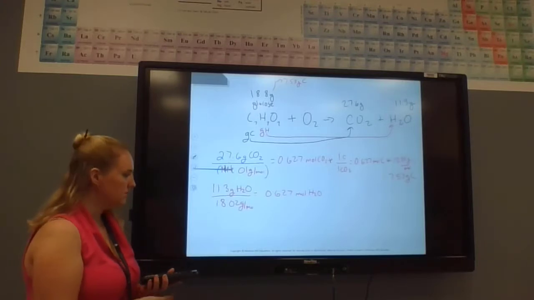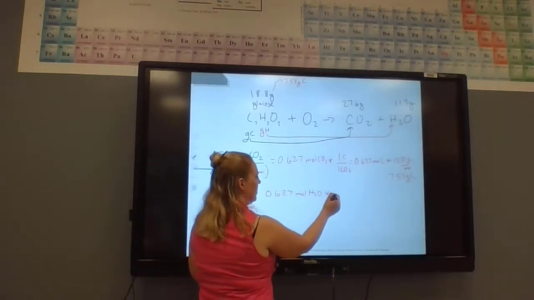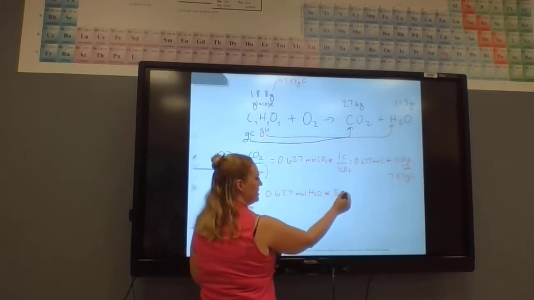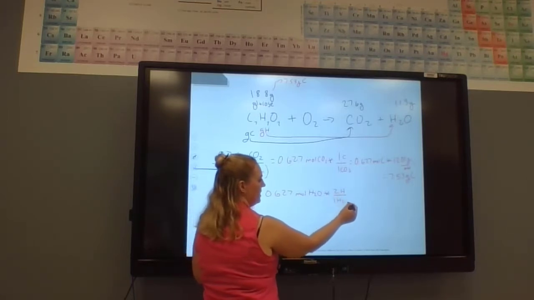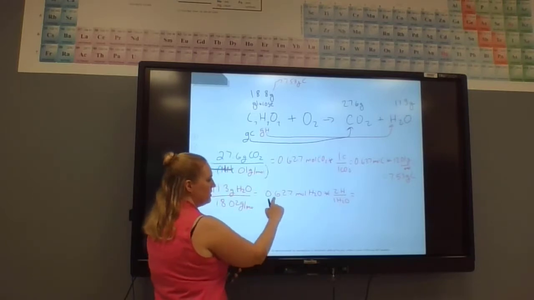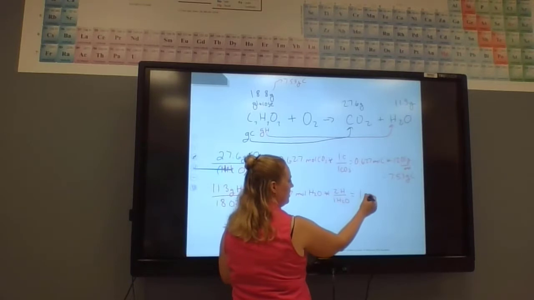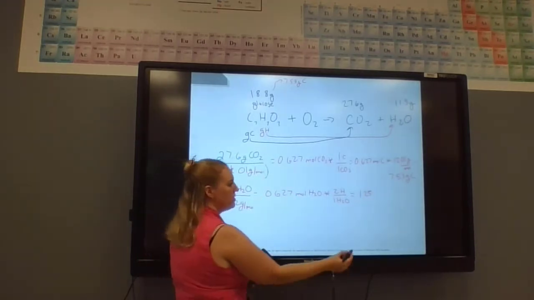Now when we do its ratio, what element are we going to put on the top? 2 hydrogens, and on the bottom? Good, 1 H2O, because there are 2 hydrogens in every water. So here's where the number gets different. So 0.627 times 2 is 1.25. And what is my unit now? Moles of hydrogen, good.